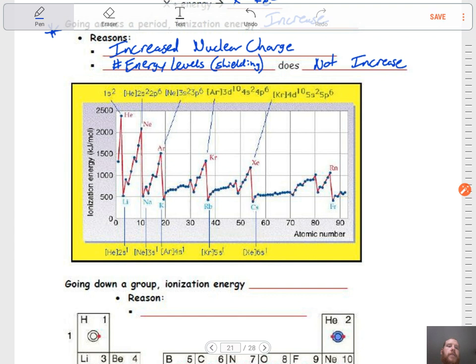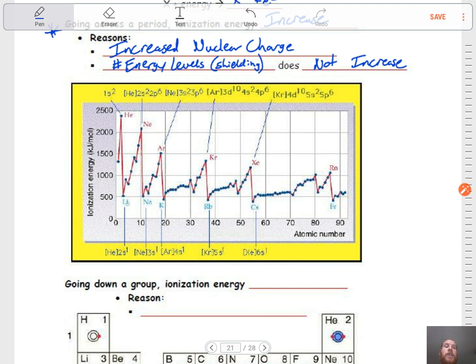Well, noble gases are stable. Their outer shell has a full octet, except for helium. Helium has 2, but the first energy level only holds 2, so they're stable. They don't want to give them up. They will fight tooth and nail to hold on to their electrons. So it's going to take a lot of energy to remove those.